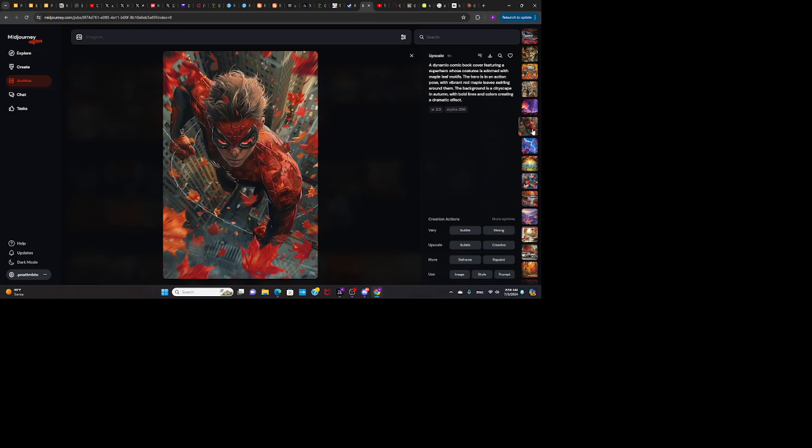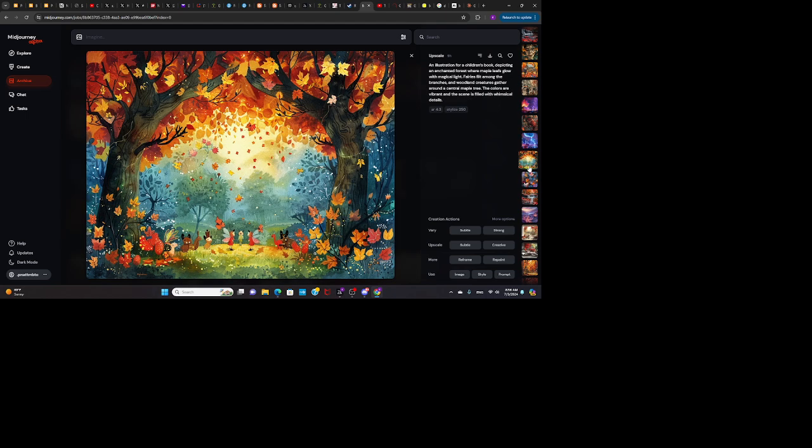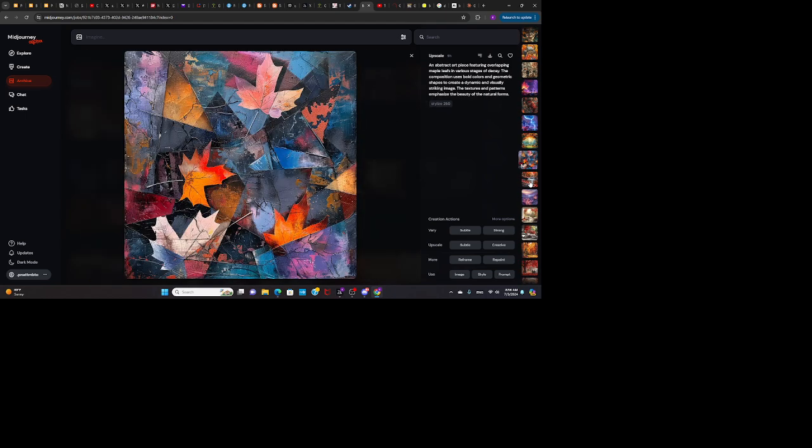This is a superhero with maple leaves. This one was an interesting one. This was a futuristic scene where the idea was that the maple leaf would form the structure or the form of the buildings. And a children's illustration.